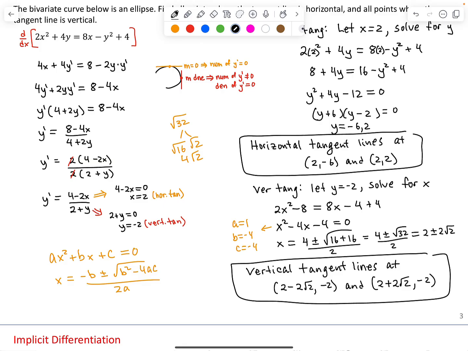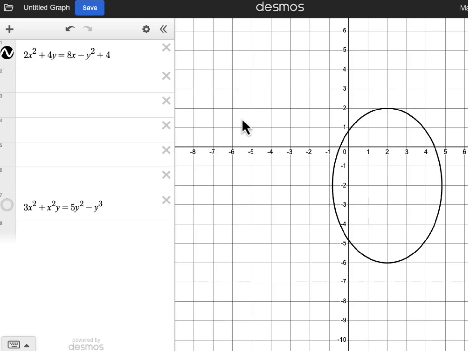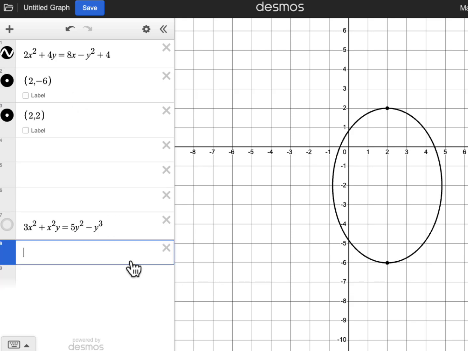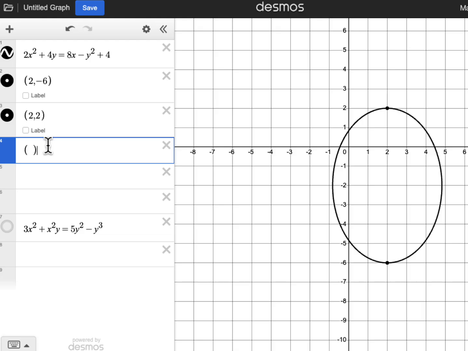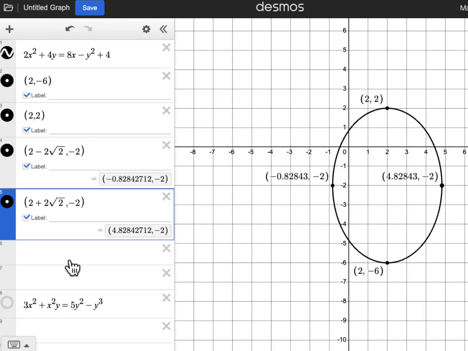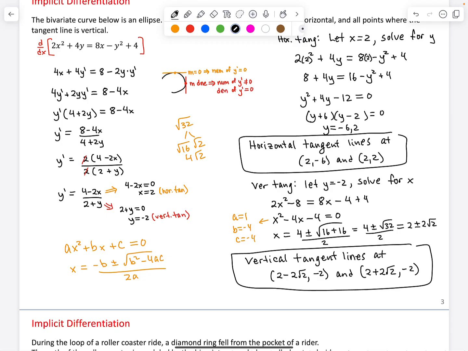Okay, let's confirm this with technology. Here is the graph of our ellipse. We had horizontal tangents at 2, negative 6, and 2, 2, which is the top and the bottom of this ellipse. And we have vertical tangents at 2 minus 2 rad 2, comma, minus 2, and 2 plus 2 rad 2, comma, minus 2, which correspond to the major and minor vertices of this ellipse. Okay, let's go to the next page.